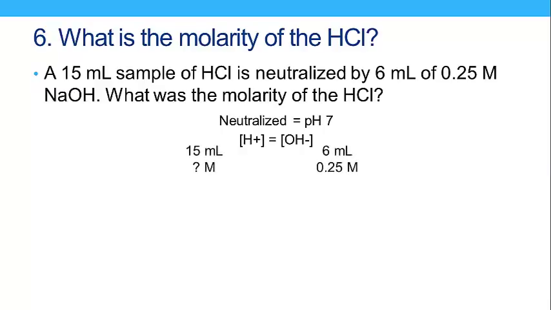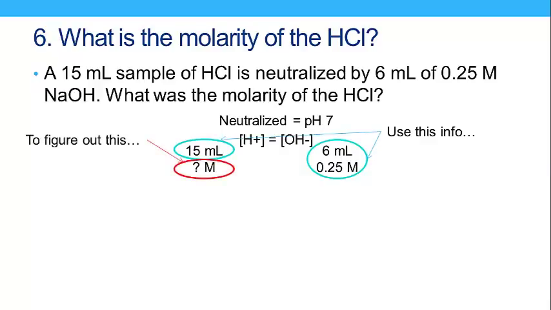So this is what we know about the acid. We know that there's 15 milliliters and we don't know the concentration. But for the base, we know that there's 6 milliliters and we know the concentration. So we're going to use the info that we know to figure out what we don't know. The best way to do this, the way that will never fail, is to use dimensional analysis.